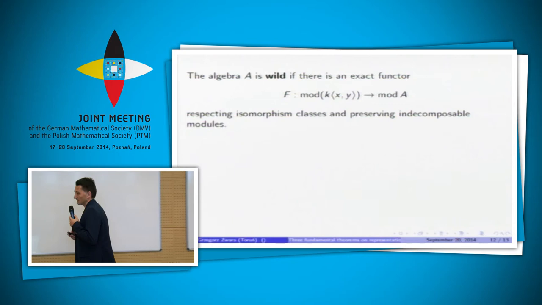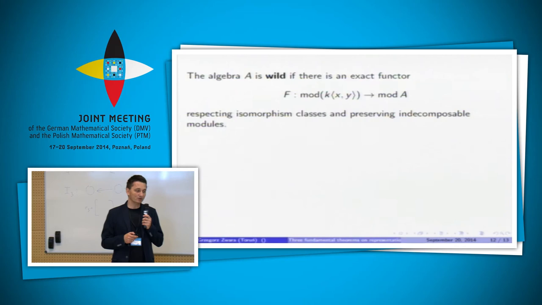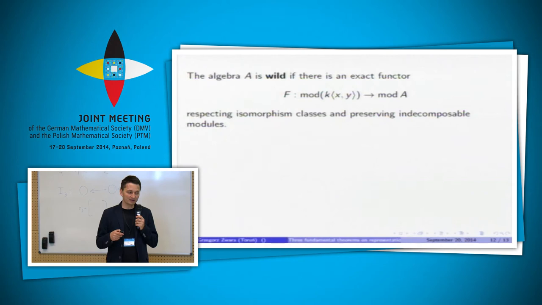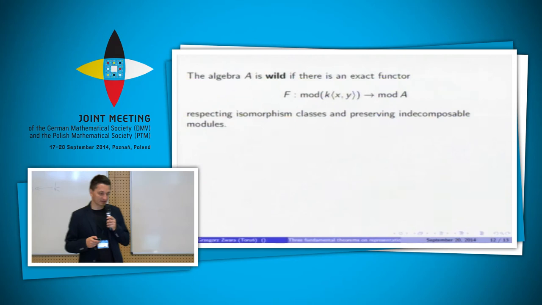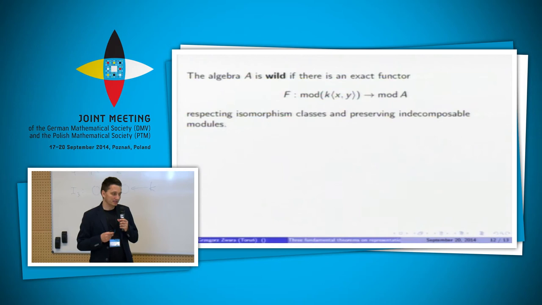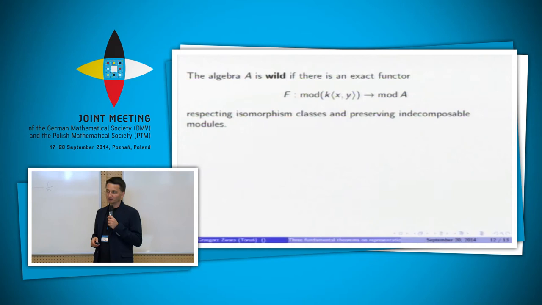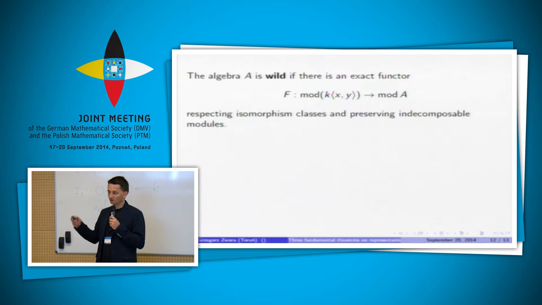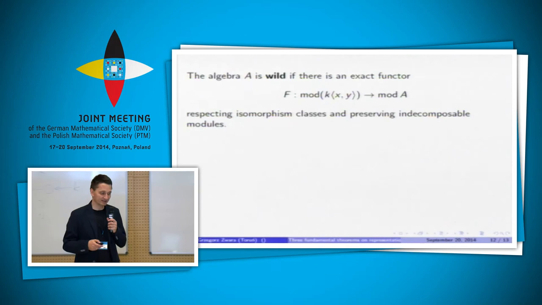These exact functors must satisfy two additional conditions, namely, respect isomorphism classes. So if we have two non-isomorphic modules over this free algebra, the images are also non-isomorphic. And the second property is that the image of an indecomposable module is indecomposable. Well, over this free algebra in two variables, you can find already in small dimensions that indecomposable modules form two-parameter, three-parameter, and so on families, so depending on an arbitrary number of parameters. This situation is really complicated.